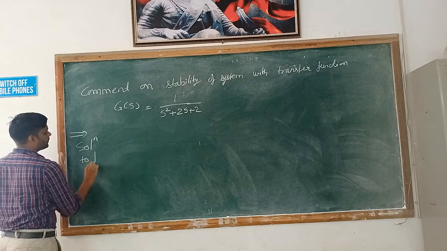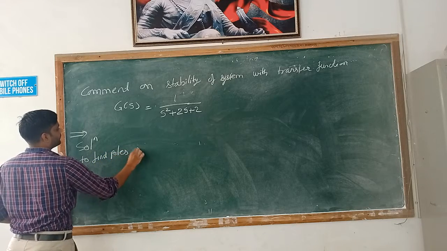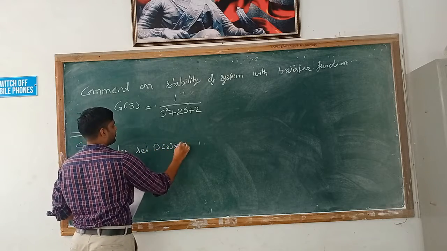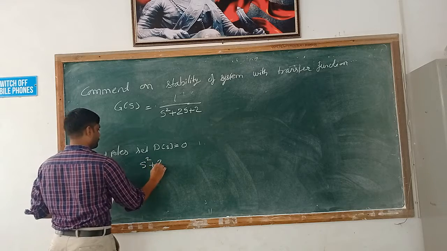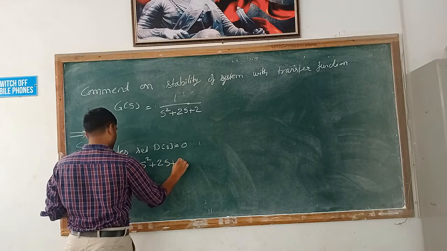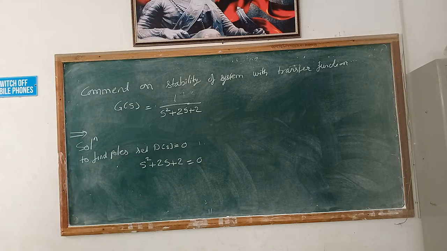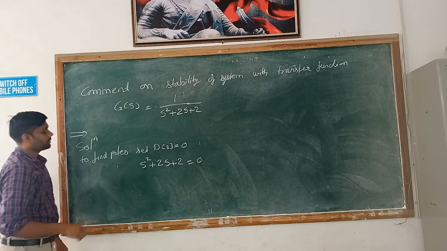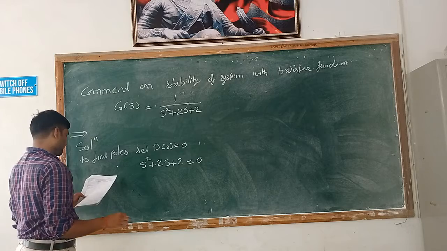To find poles, set d of s is equals to 0. Therefore, it is s square plus 2s plus 2 is equals to 0. Now we need to find out the roots. How do we get the roots? We will get the roots by using the formula.